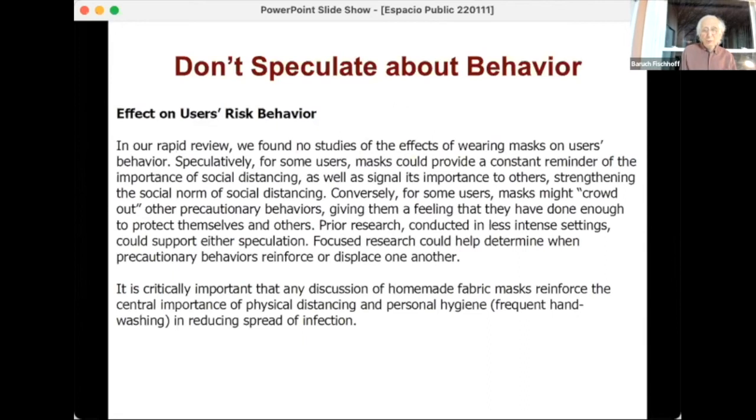The second point we make: don't speculate about behavior. Because people have folk wisdom, and in this case the folk wisdom was contradictory. One set of folk wisdom had it that if people wore face masks, they would not do anything else because they had checked the box for preventive behavior. The other bit of folk wisdom was that once people started wearing face masks, that protective behavior would become part of their identity, and they would do everything following that. Both will happen for some people under some conditions, but there were people advocating for or opposing face masks based entirely on a simplistic theory. So don't speculate.